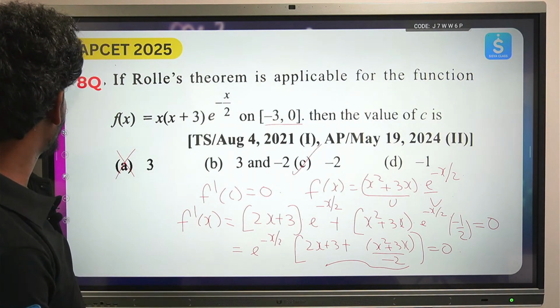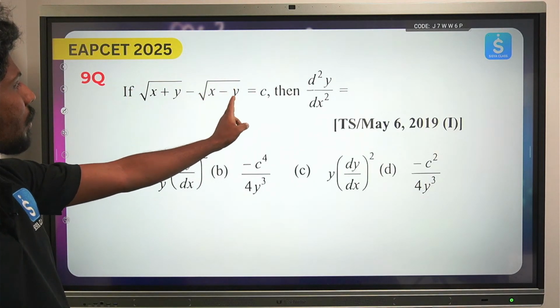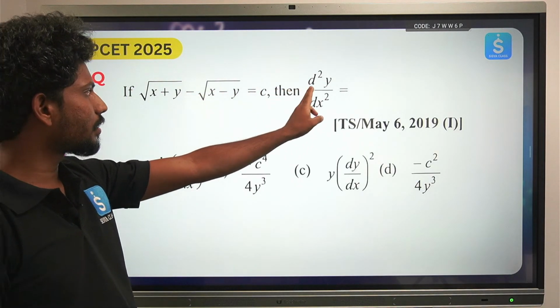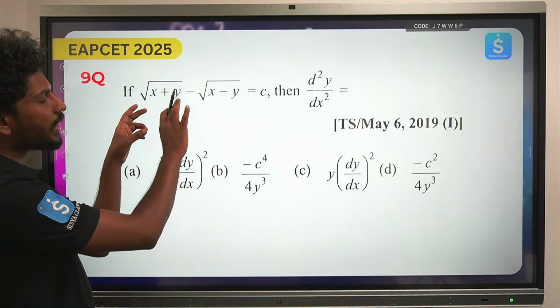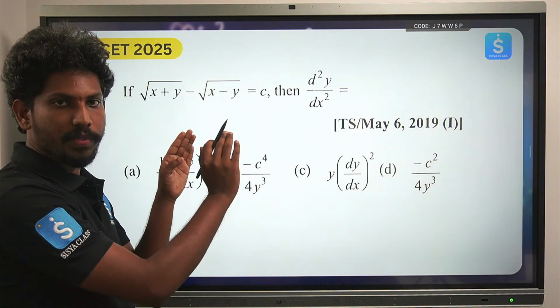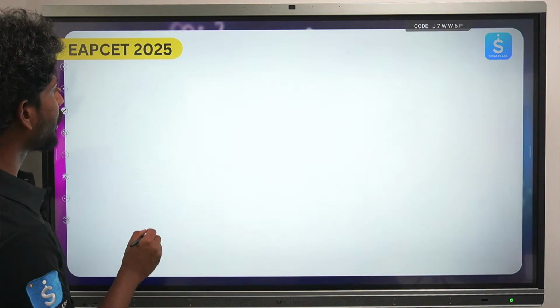Okay, simple question, right? See here, under root x plus y is equals to under root x minus y is equals to c. He is asking d square y by dx square. First, whenever a root is given like this, just try to do the squaring on both sides. Okay, so I'll try to completely write it here.